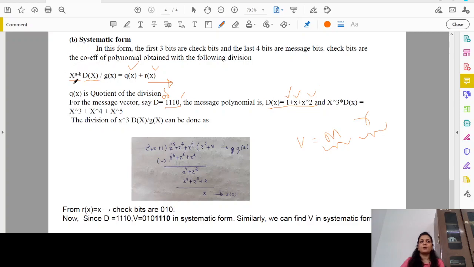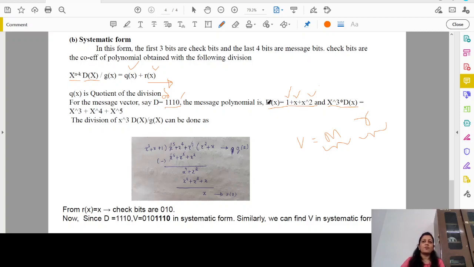The first thing that you have to do is multiply d of x with x power n minus k. So n value is 7 and k is equal to 4. Therefore, x power n minus k is nothing but x cube. So we are multiplying x cube with d of x. Multiplying this x cube with d of x will give me x cube, x power 4 and x power 5.